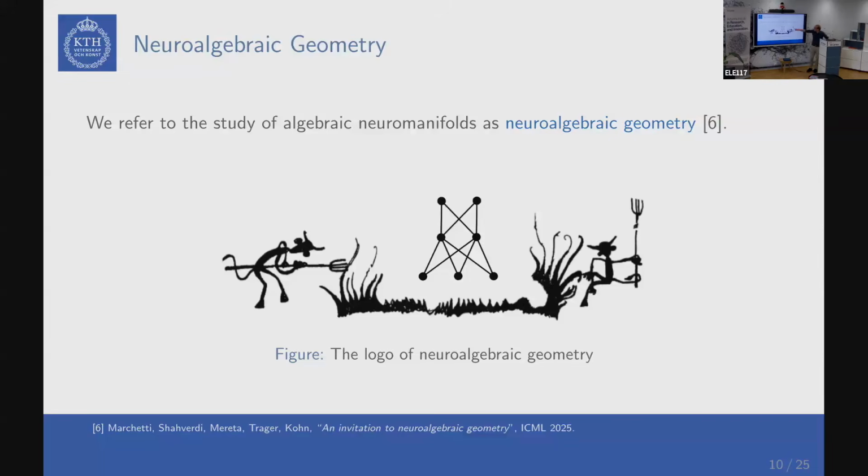Maybe it doesn't tell you much, but this thing is a very famous doodle in mathematics. It was drawn by maybe the most famous mathematician in history. When he proved his best theorem, he drew this thing. Here there's supposed to be the theorem, but I photoshopped it and put a neural network in it. So now this is the logo of neuroalgebraic geometry. This, by the way, is probably my favorite theorem ever.